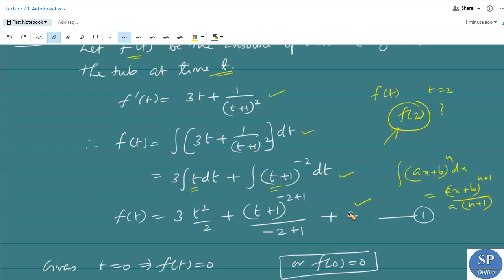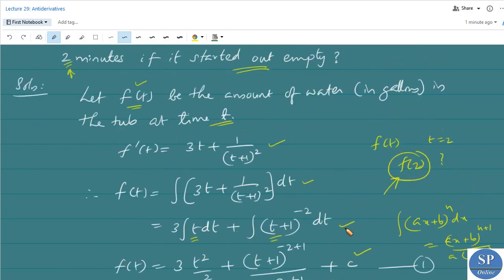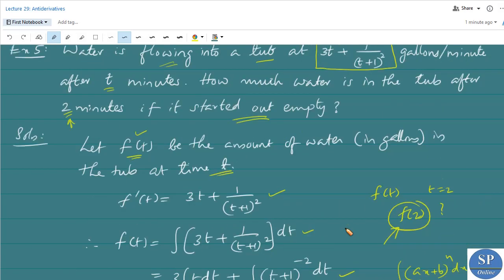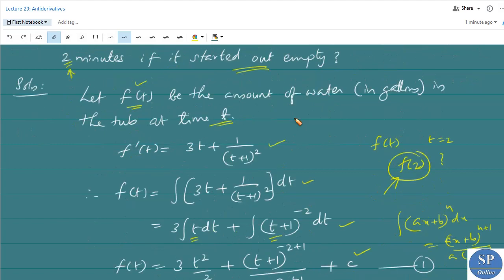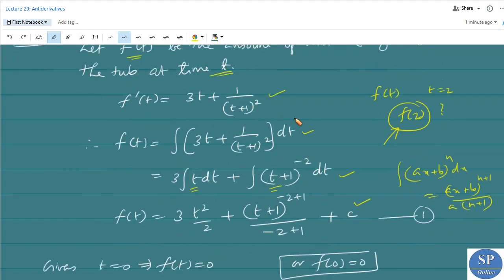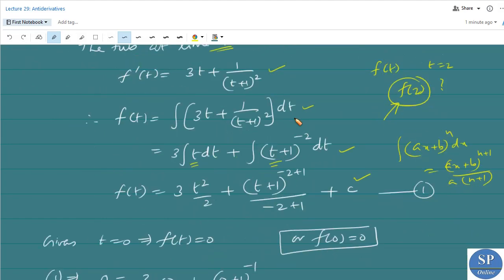Now we have to find the value of c, as our ultimate aim is to find f of 2. For this we have the given condition, that it started out empty. That is, when time t equals 0, the amount of water in the tub is 0, where f of t is the amount of water at time t. That is what we are given, f of 0 equal to 0.